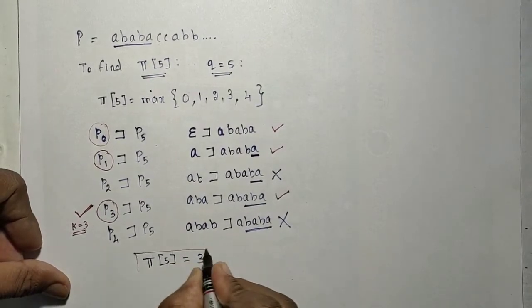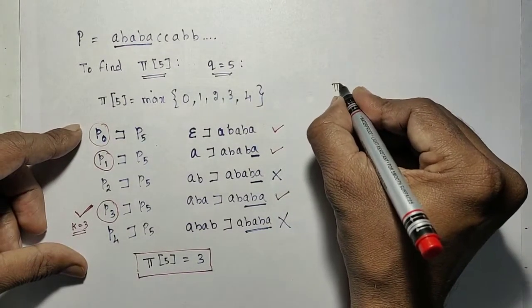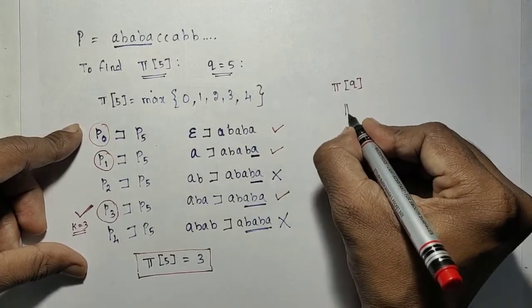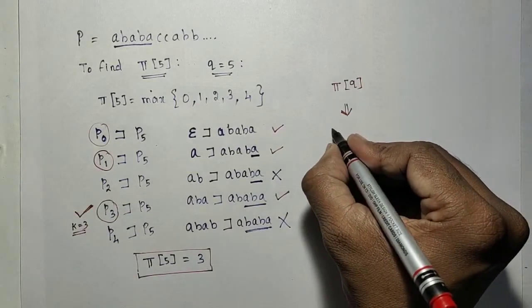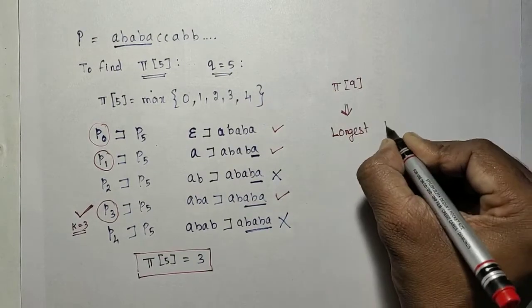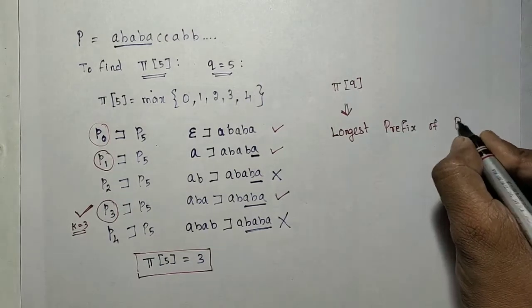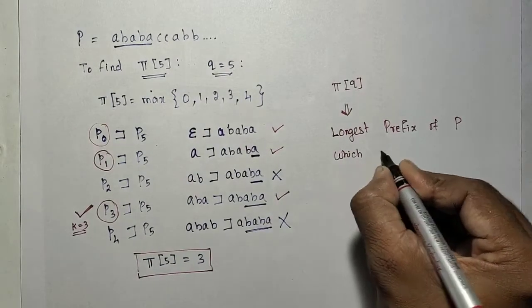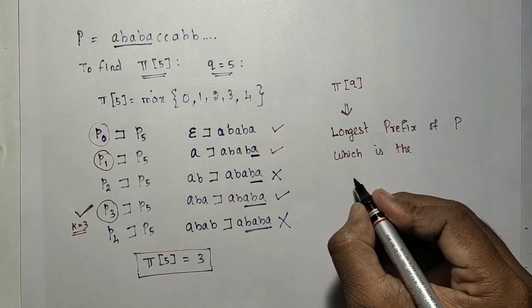So what is the definition of the prefix function? Pi of q is nothing but the longest prefix of p which is a proper suffix of what?